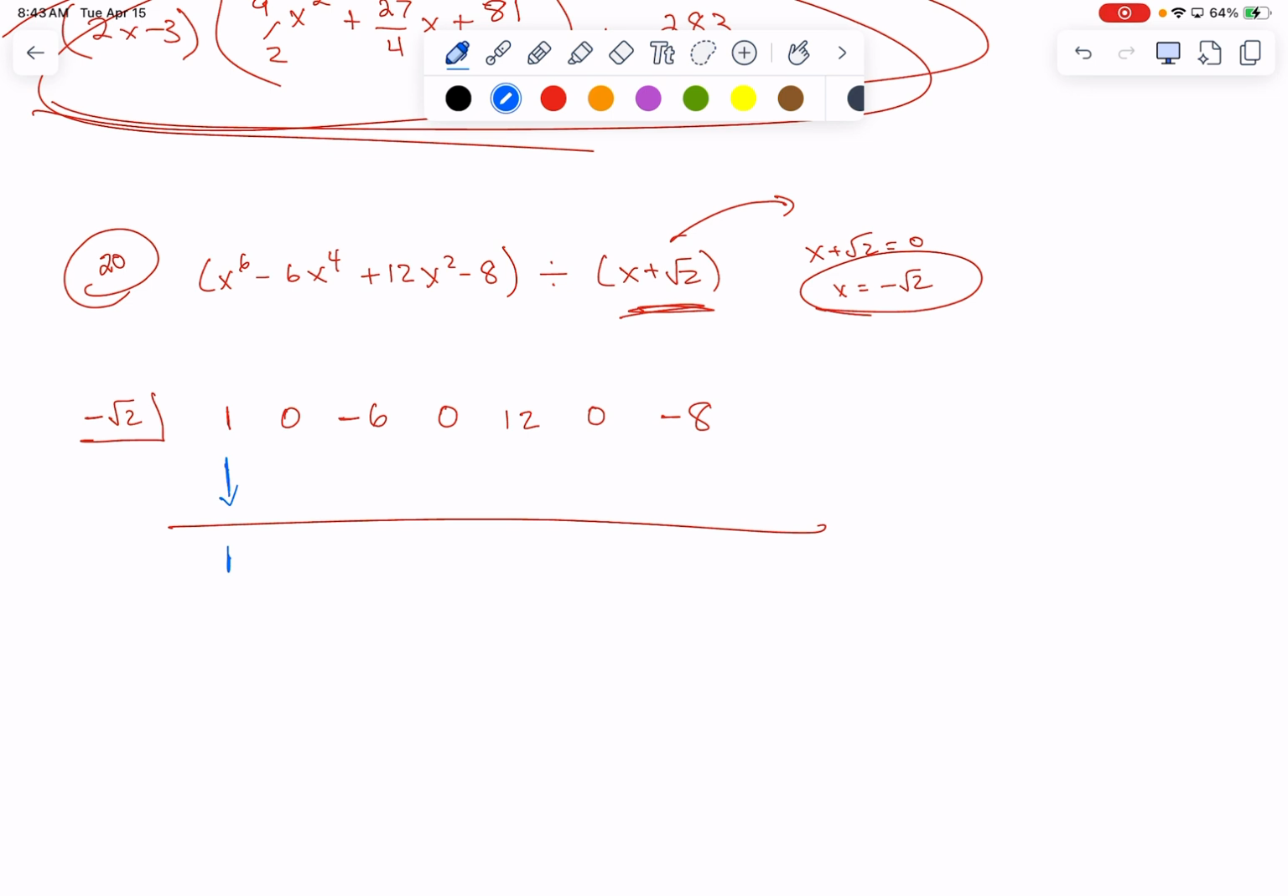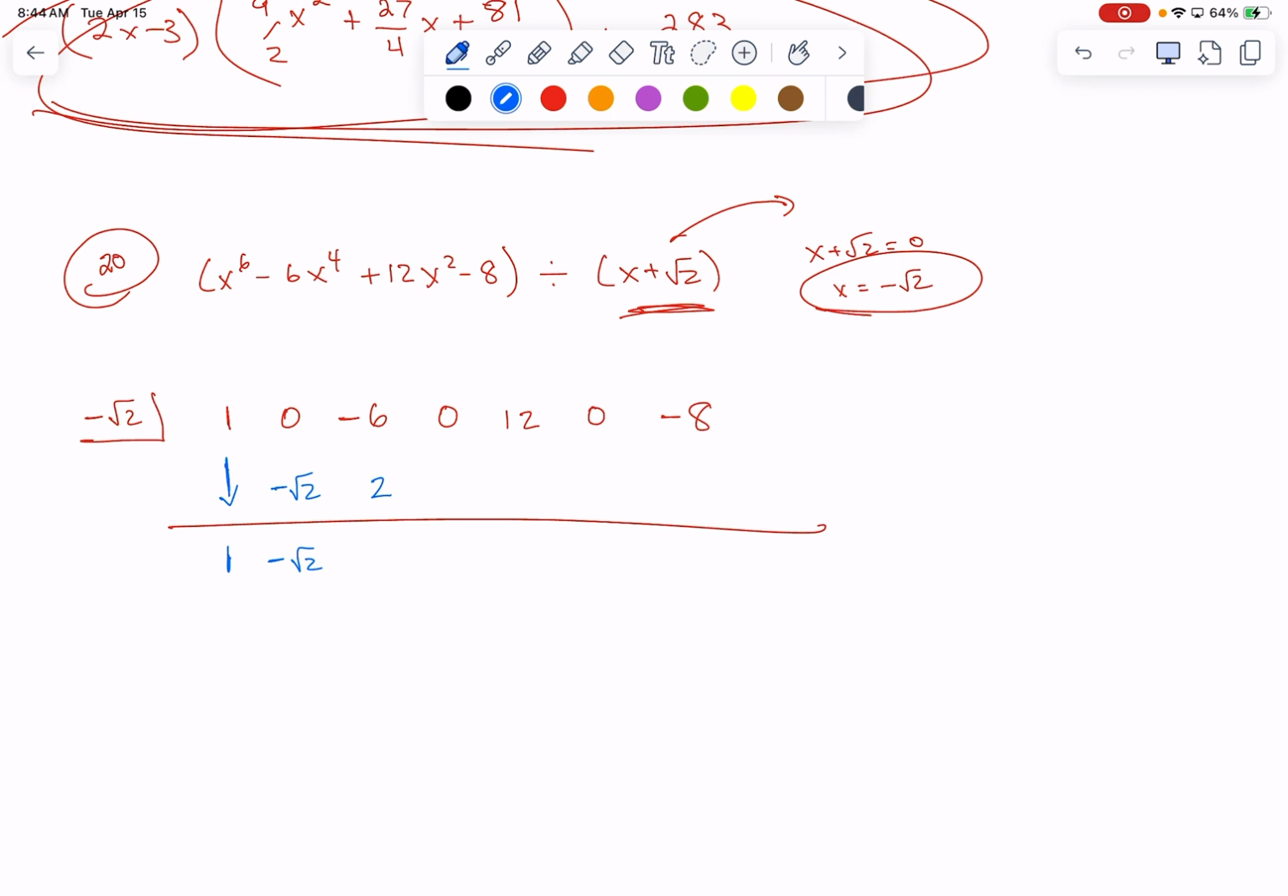All right, 1 times negative root 2. Negative root 2. Now, 0 plus negative root 2 is negative root 2. Watch what happens here. Negative root 2 times negative root 2. What is the square root of 4, people? 2. A root cancels itself out when you multiply by it. Root 2 times root 2 is just 2. Anytime you take a root times itself, it cancels itself.